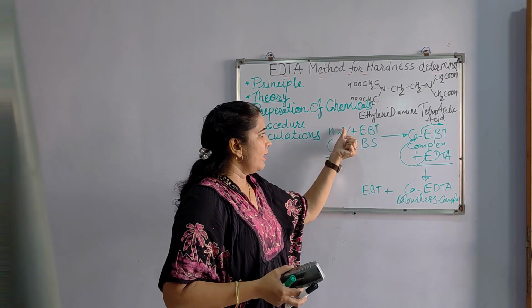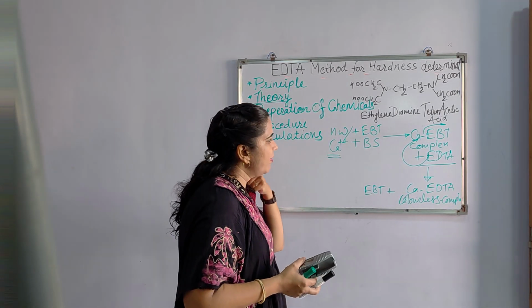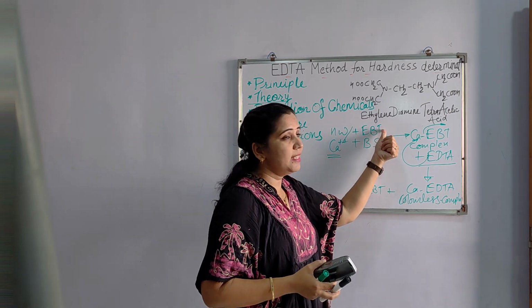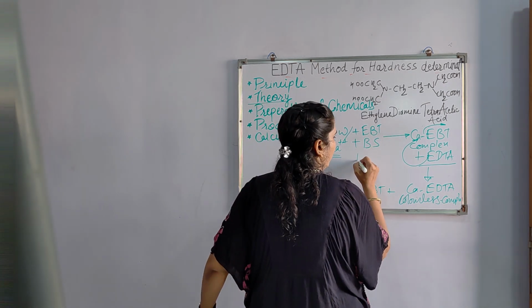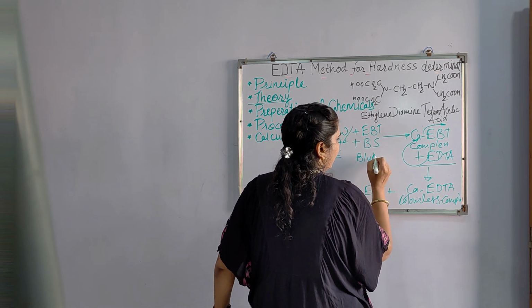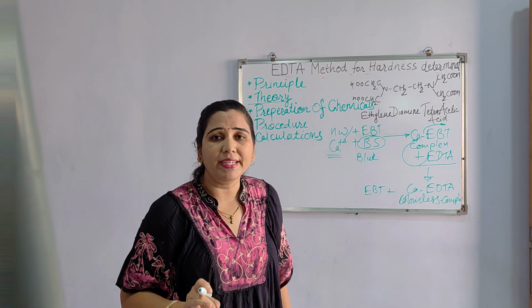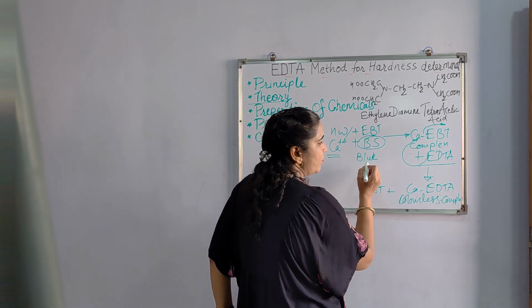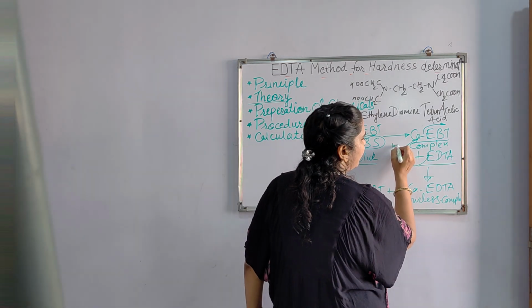See here, hard water, we know water is always colorless. It has positively charged ions. EBT is a blue colored indicator, while this buffer solution is not playing any role in this, it is just added for maintaining the pH constant. Then this blue colored indicator, when it forms the CaEBT complex, is wine red in color.